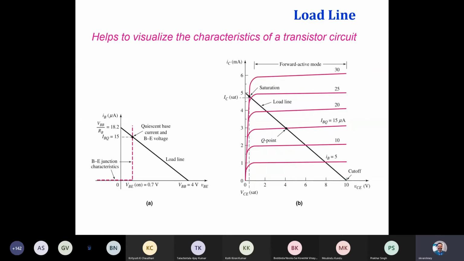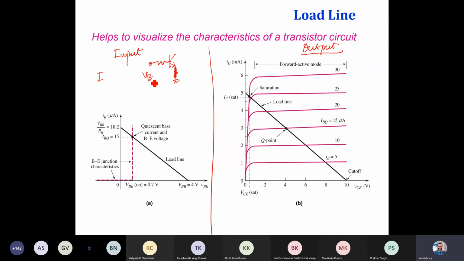The load line basically helps to visualize the characteristics of a transistor circuit. As I was saying, for different base current values you plot it, so you have the output characteristics, and this one is the input. There's no RE connected right now in the circuit.